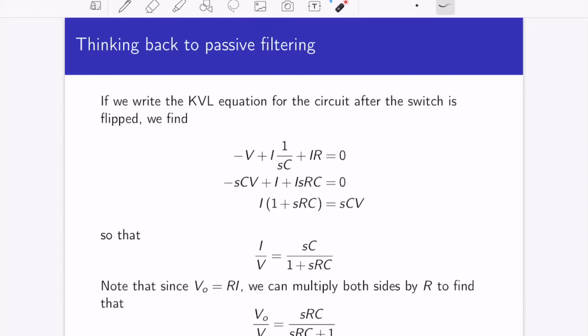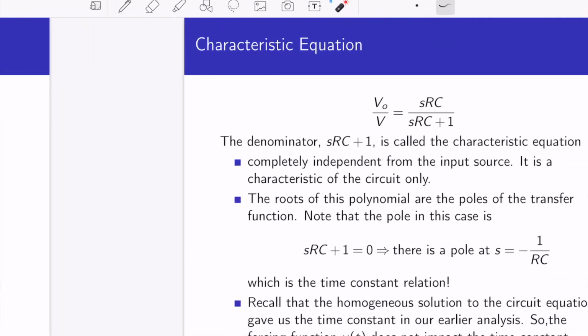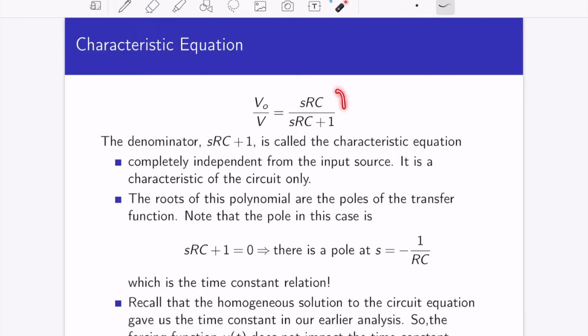We have done this equation analysis previously. Now let's look at the denominator of this function, SRC plus 1. We call this the characteristic equation. Notice that this characteristic equation does not depend on the input source. It is a characteristic of only the circuit and those component values. We can also find the roots of that polynomial. Those will be the poles of the transfer function. In this particular case, we have one pole at S equal to minus 1 over RC. Notice this is the same as the time constant relation.